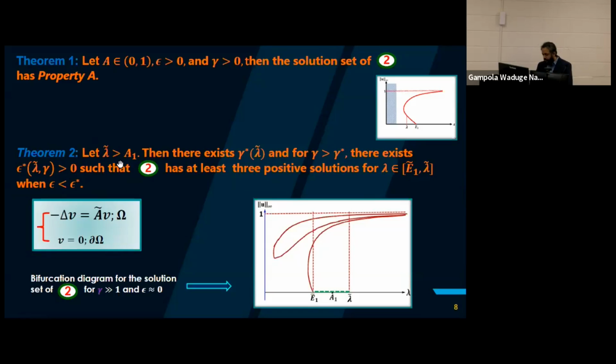And what this theorem 2 tells you is that if you choose your gamma big enough and epsilon small enough, you are going to have at least 3 positive solutions to the right of E1 tilde for a certain range of lambda. That's what it simply tells you. Of course, this range in which you get 3 solutions, you can make as big as you want by choosing gamma big and epsilon small.